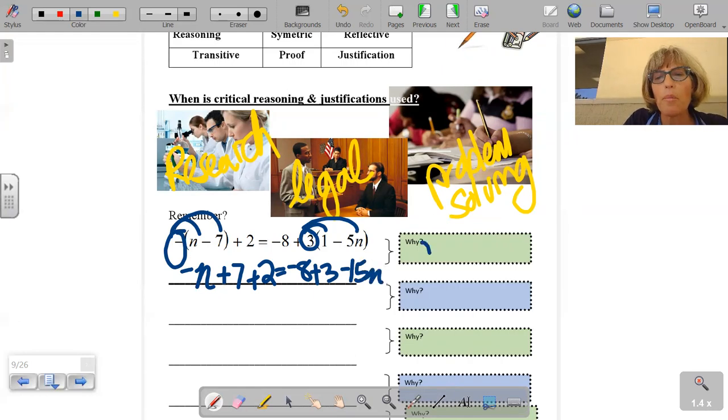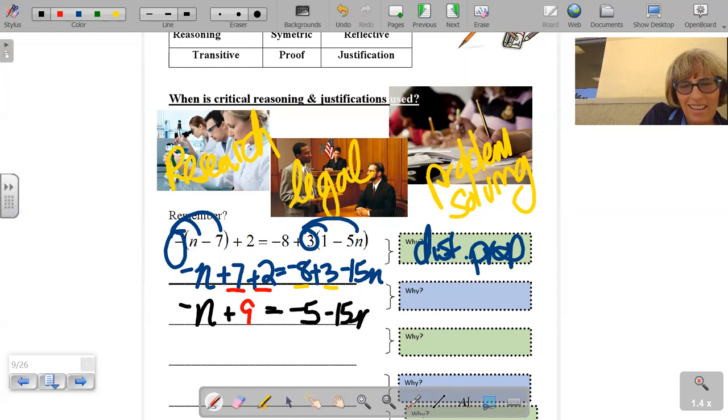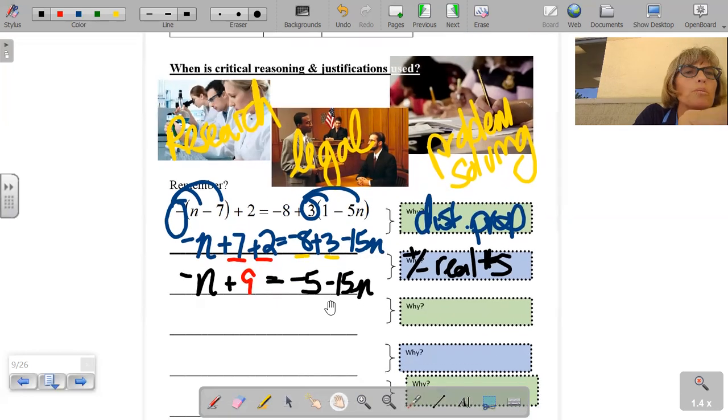And the reason for this step would be distributive property on the left, on the right. Now, we did not cross the equal sign, so this is addition and subtraction of real numbers. You guys know that as collect like terms.